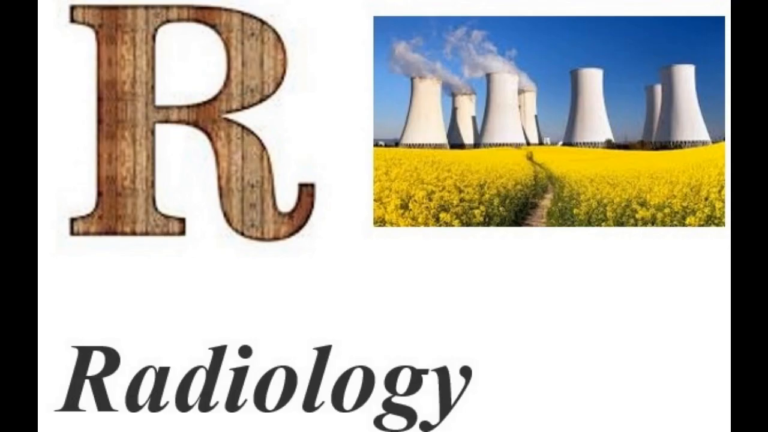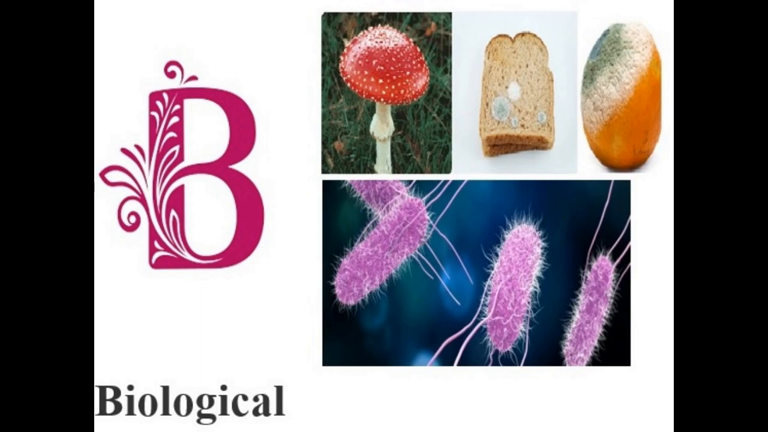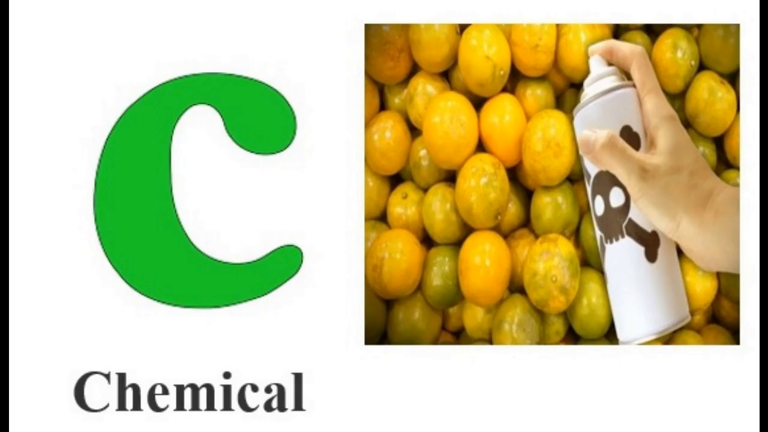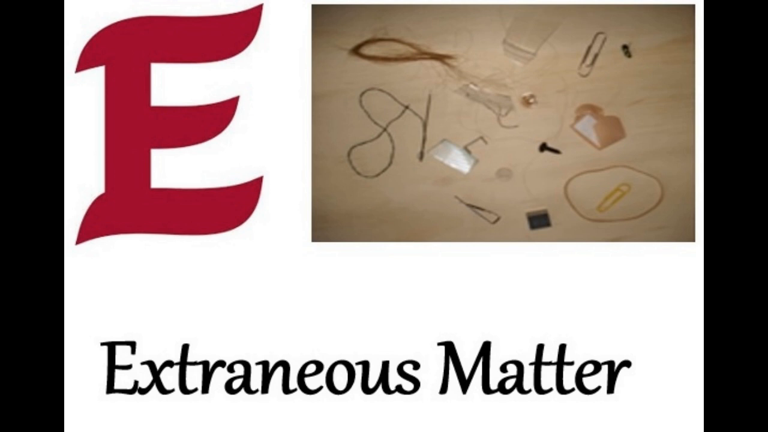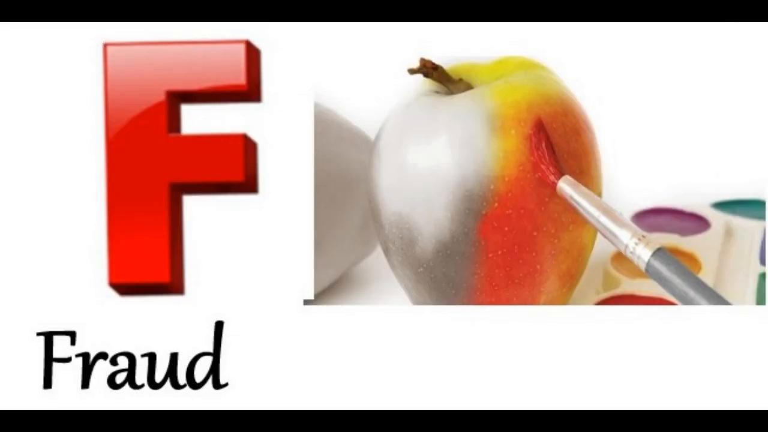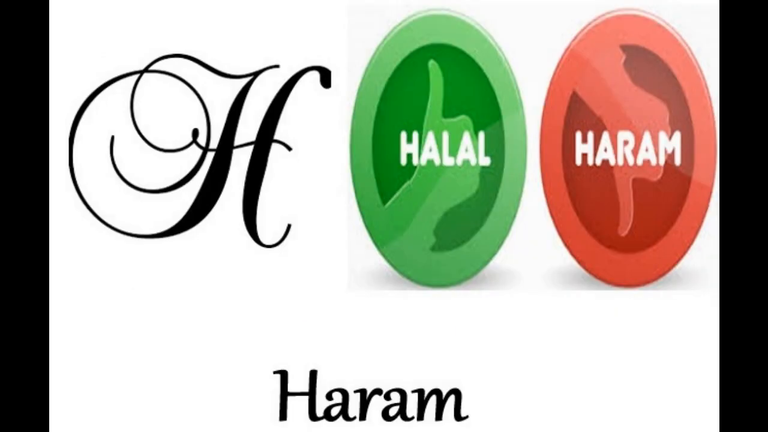Food safety hazards are A, B, C, D, E, F, G, H, I. R for radiological hazards, A for allergen, B for biological, C for chemical, D for defense, E for extraneous matter also known as physical hazards, F for fraud, G for GMO, H for haram and I for inorganic. Let's discuss all the hazards one by one.